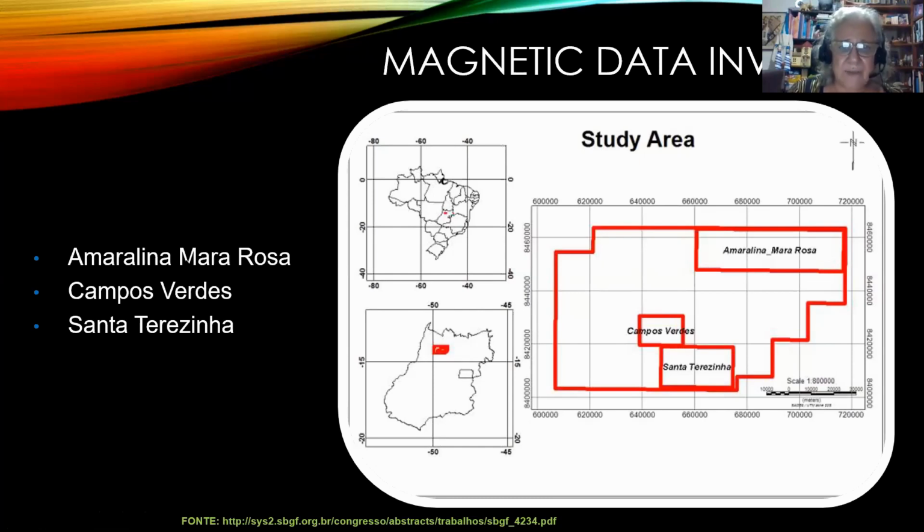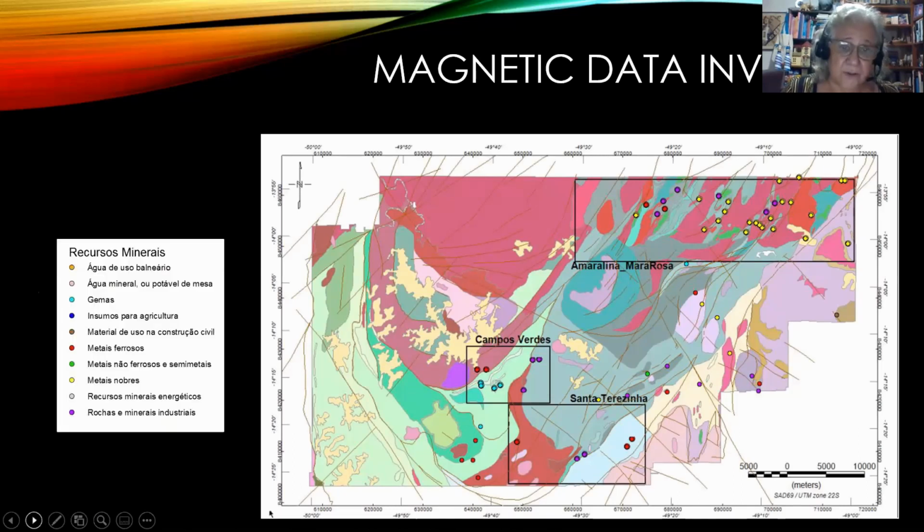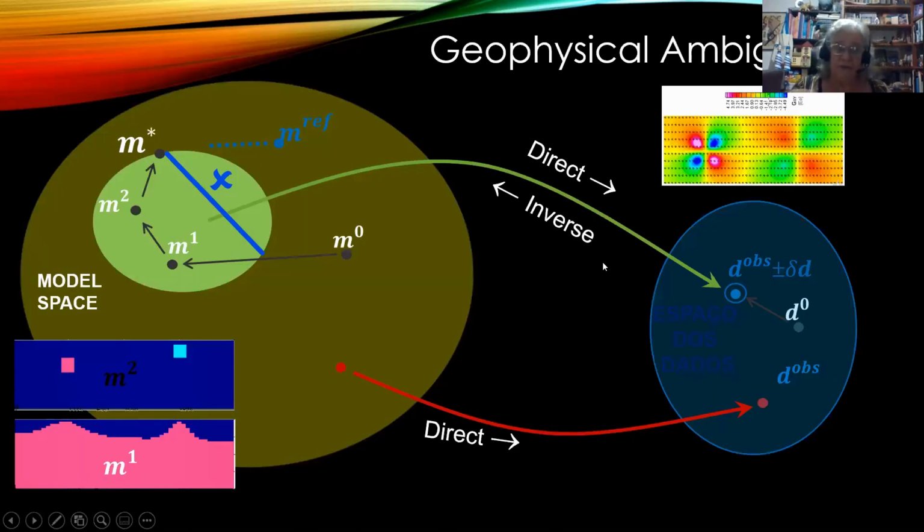So in this area, this is a paper presented, I don't remember, I think it was 2008 at the geophysical conference. And we have inverted for three targets: Amaralina, Marajosa, there are several mineral occurrences in this area, Campos Verdes also, and Santa Terezinha. So these are the mineral occurrences from the geological survey.